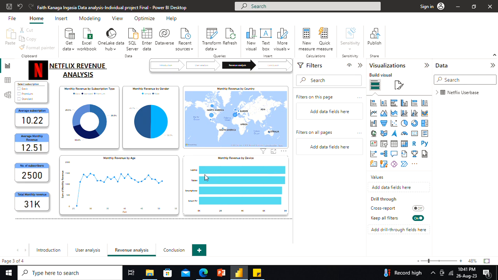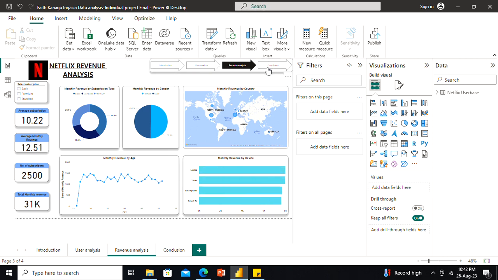Revenue by device. The majority of the revenue comes from the laptop. Remember from the previous analysis, the majority of females are using laptops, and they are also the highest represented gender. So the majority of the revenue is coming from laptops, while the least comes from the smart TV, but the difference is not that big.